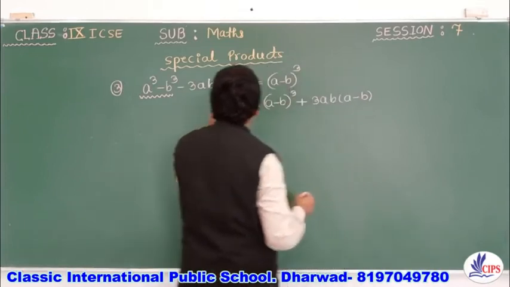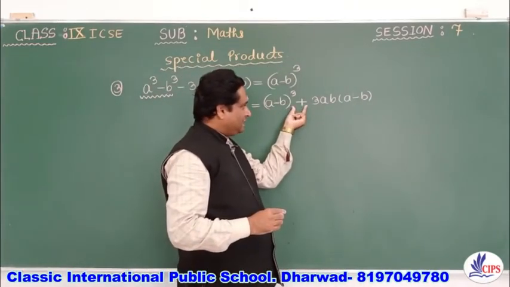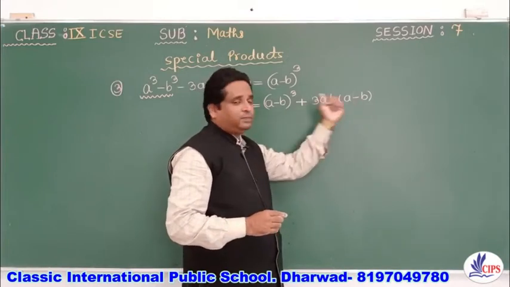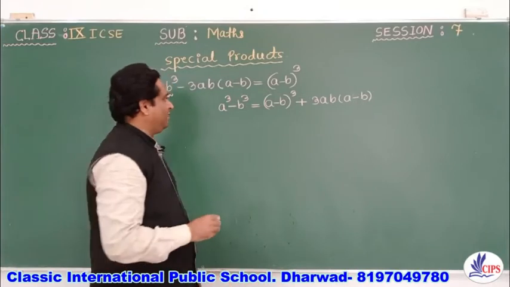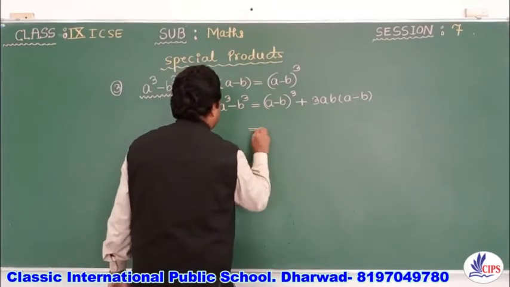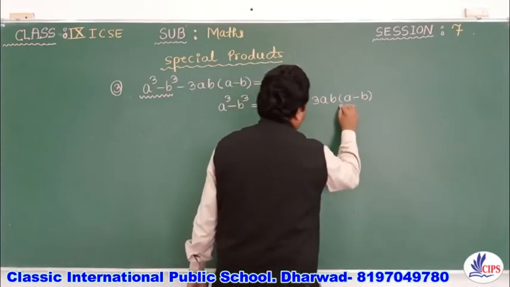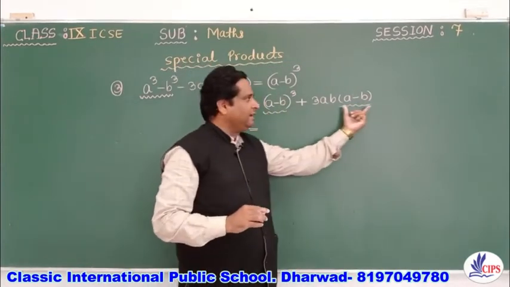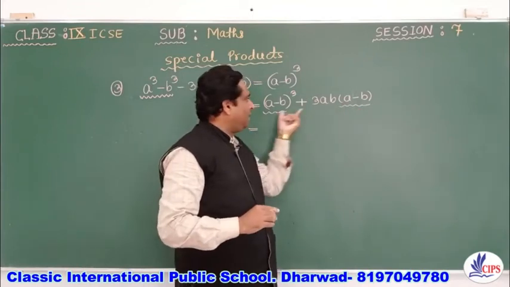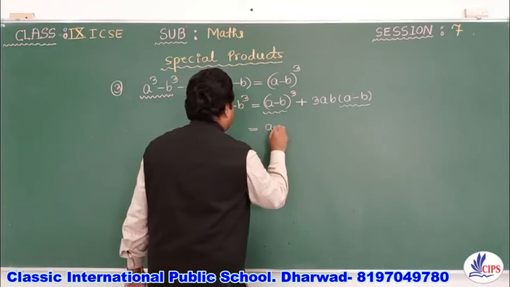You can't change this sign. Only this sign is going to be changed as a plus 3ab. a minus b have to keep as it is. You should not change it, right? Okay. Then here, in this a minus b whole cube and 3ab into a minus b, we have a common factor a minus b. a minus b is common here. Take a minus b common outside.